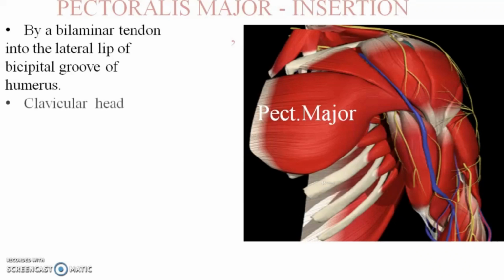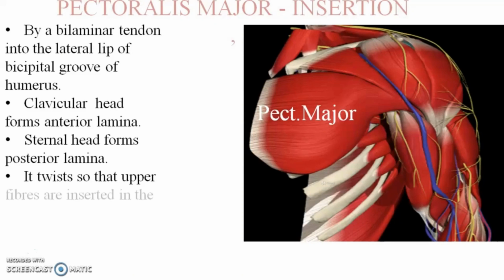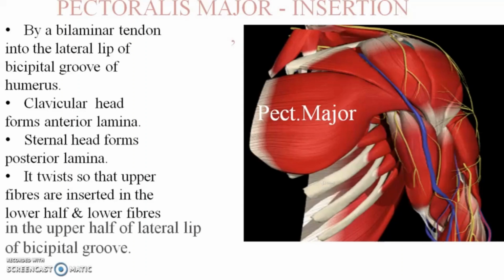And then how is it getting inserted? The clavicular head, first you are taking, forms the anterior lamina. In the same way the sternal head is going to form the posterior lamina. Then the posterior lamina alone will twist, so that what happens is the upper fibers are inserted in the lower half and the lower fibers are inserted in the upper half. While it is twisting, the lower part goes to the upper area and the upper fibers go to the lower area. So this twist also will be seen in your cadaver.